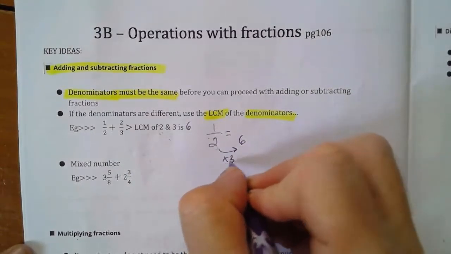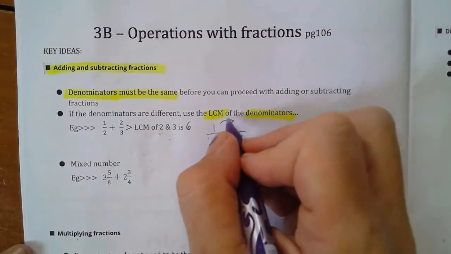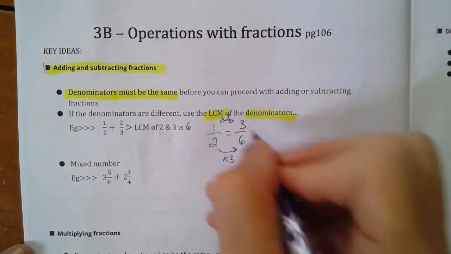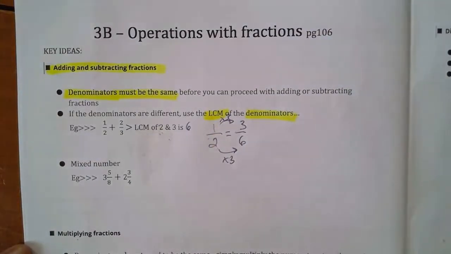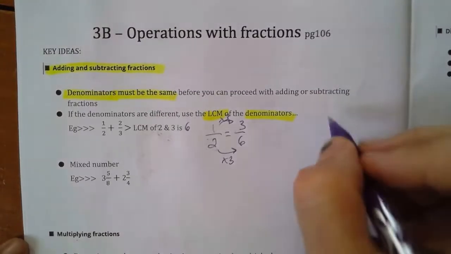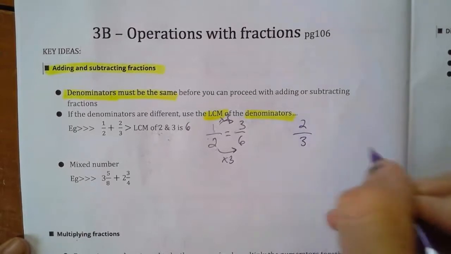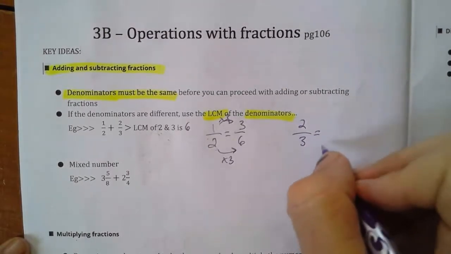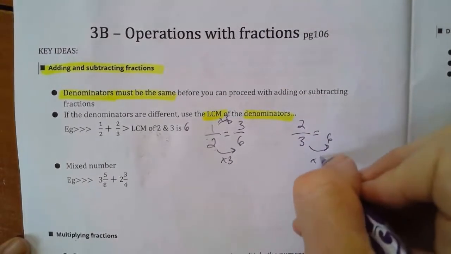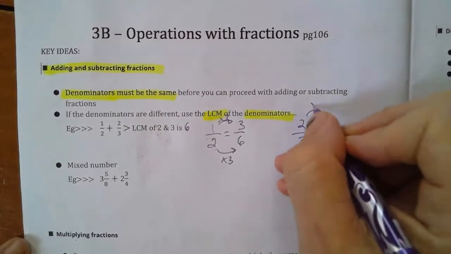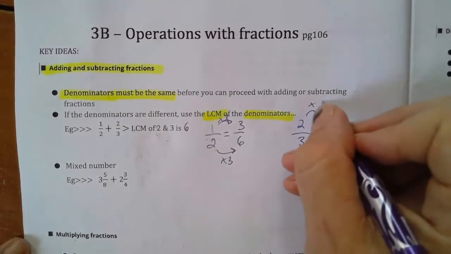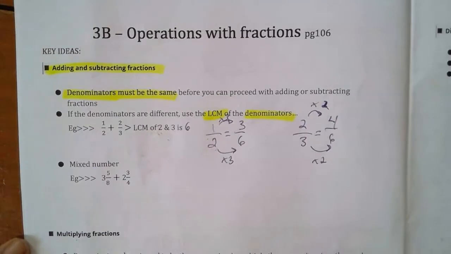Well, 2 times 3 is 6, and I'll do the same with the numerator, times 3. So 3 over 6 is an equivalent fraction to 1 over 2, and it has that common denominator we want. Same with 2 over 3. To get its equivalent fraction to be a 6, I multiply that by 2, so I do the same thing with the top number by 2, and there we go, 4 over 6.